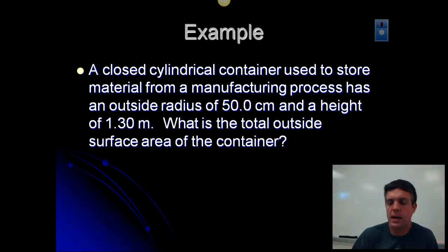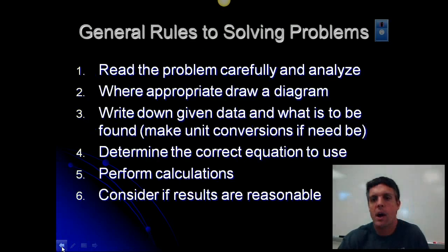All right, so you've jotted down the rules. Now let's just look at them real quick. Read the problem carefully, makes sense. When appropriate, draw a diagram. I draw diagrams all the time. I think it's a good habit to get into. When appropriate, there'll be times where you might not need to, okay?